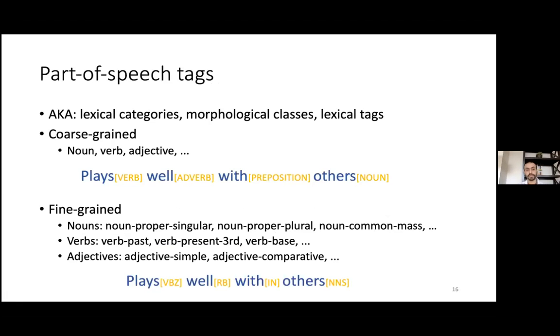So what are part of speech tags? They are also known as lexical categories like nouns, verbs, adjectives. So the task of part of speech tagging is to assign to each word or token one of the part of speech tags. The tags can be coarse-grained, like noun, verb, adjective, so you have a small number of tags that cover a larger number of tokens, or can be fine-grained, like for nouns, you can say this is a proper noun, this is singular, this is plural, etc.